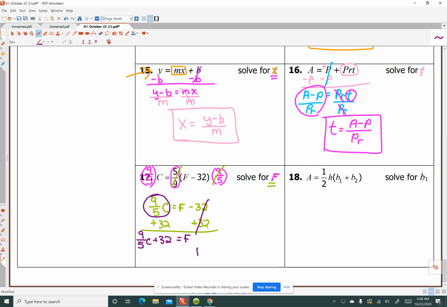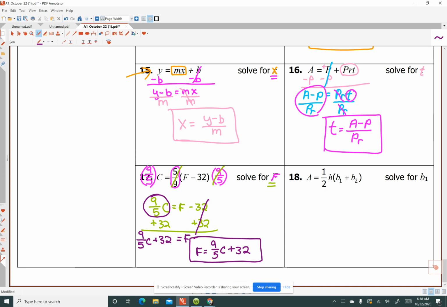So let's rewrite it with the variable on the left. Fahrenheit equals 9/5 Celsius plus 32. That's converting Celsius to Fahrenheit. You can impress your science teacher with that.